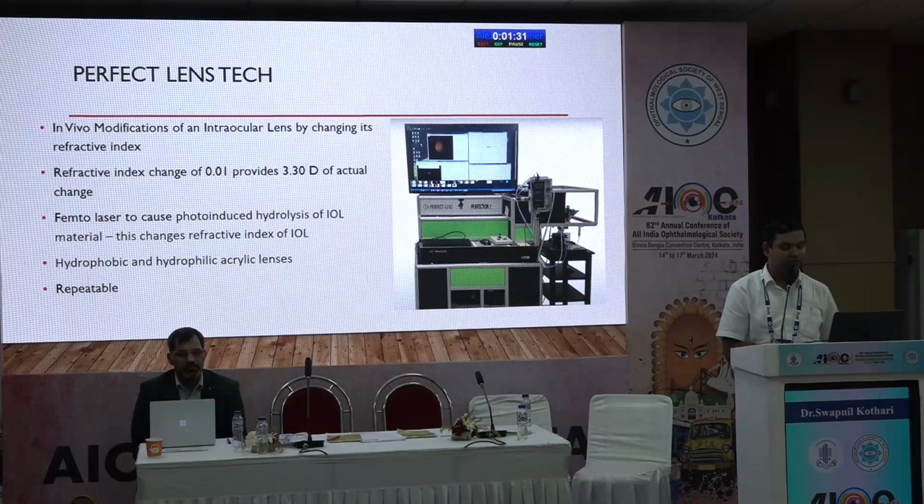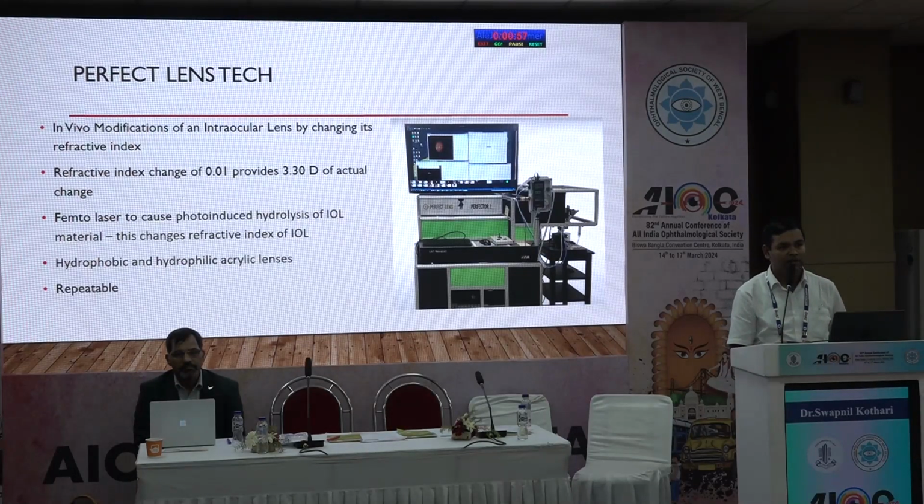Refractive index change of 0.01 provides 3.3 diopters of actual change. For our normal cataracts, we only know of the millimeter change in axial length. 1 millimeter change in axial length is going to cause about 3 diopters of change in refractive power. Here, a 0.01 change in refractive index of the lens allows 3.3 diopters of actual change in the IOL. It works with hydrophobic as well as hydrophilic lenses, and again it is infinitely repeatable.